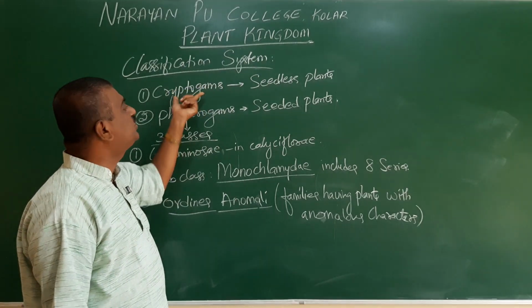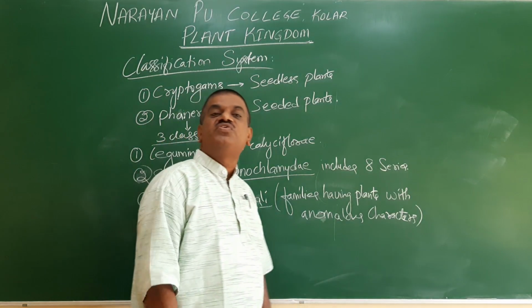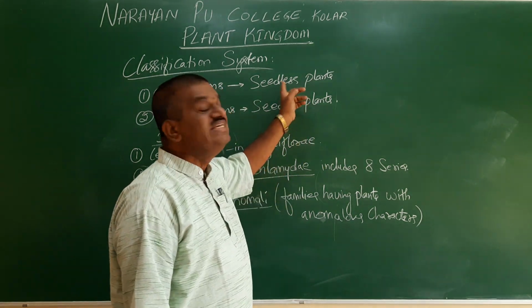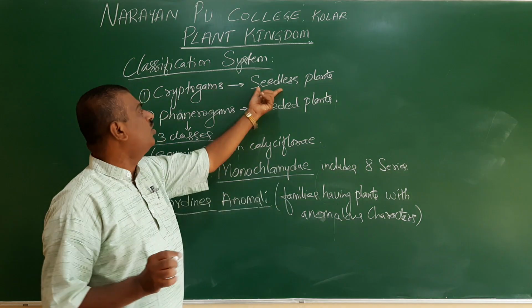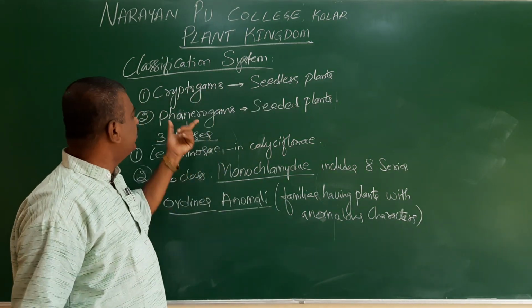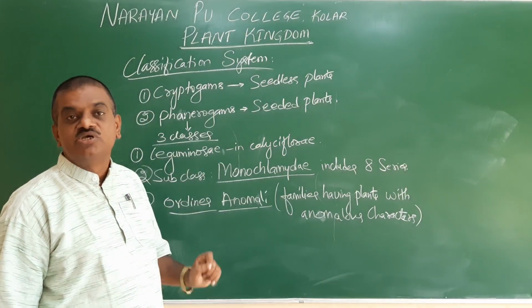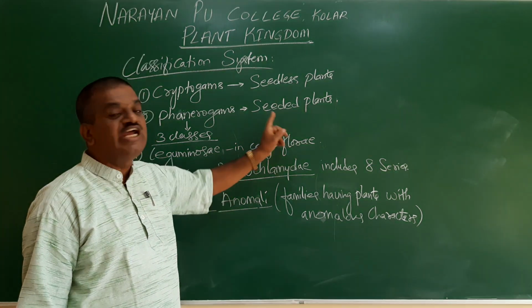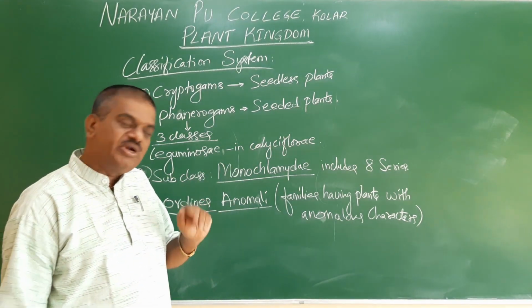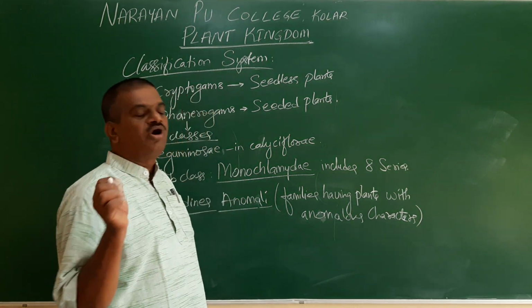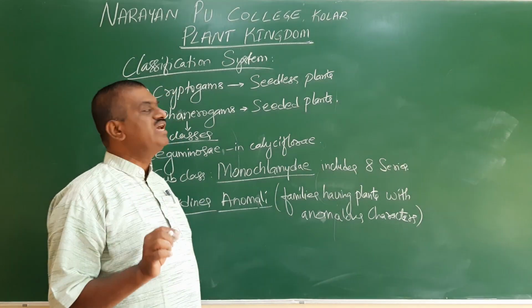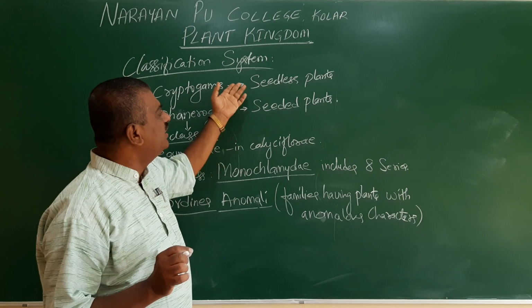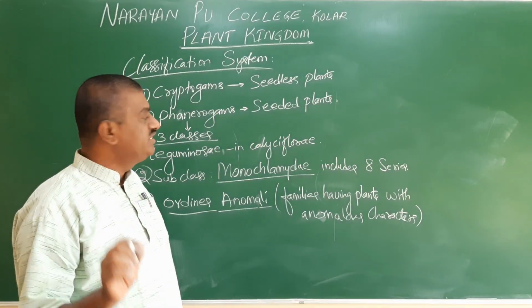One is called cryptogams. The meaning of cryptogams here is seedless plants; seeds are totally absent, so they are called cryptogams. And the second one is called phanerogams, the meaning of phanerogams being seeded plants. So Bentham and Hooker classified based on both external and internal characters, as well as dividing the plants into seeded plants and non-seeded or seedless plants.